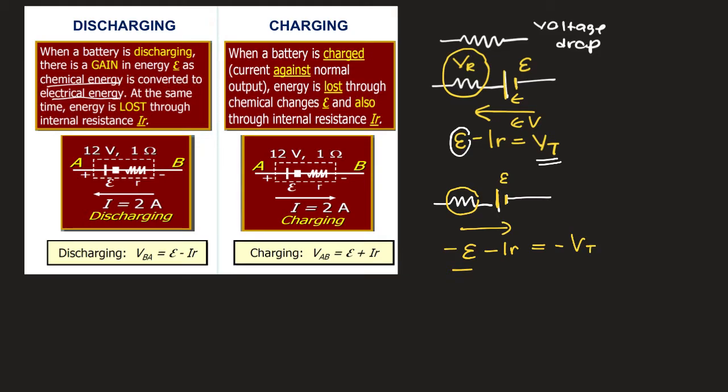But to make it easier for you to calculate, you can just cancel out all the minus. Therefore, for the charging concept, the equation is going to be the original voltage plus the voltage at the internal resistor. This one we call the charging concept, and you can see that the value of the terminal voltage is more than the EMF of the battery.